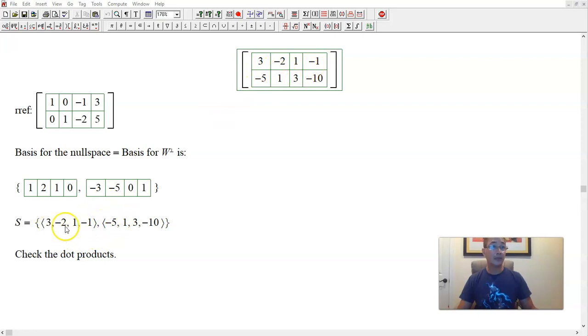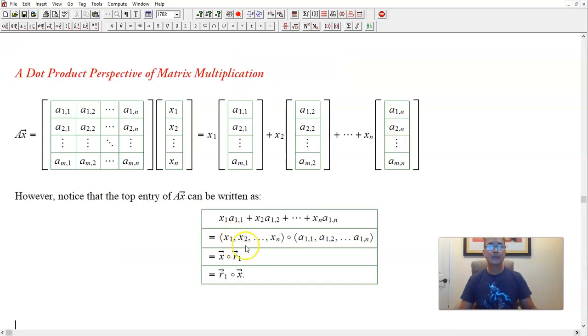3, minus 2, 1, minus 1, minus 5, 1, 3, minus 10. And of course, this is going to be the general principle that we're going to use in our later computations. All right, so to see why we can generalize this to any spanning set for a subspace, let's take a look at another way to compute the matrix product.